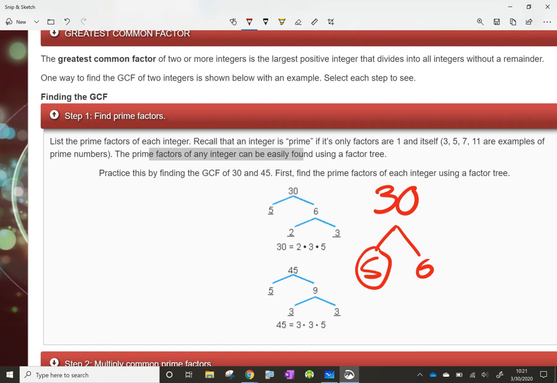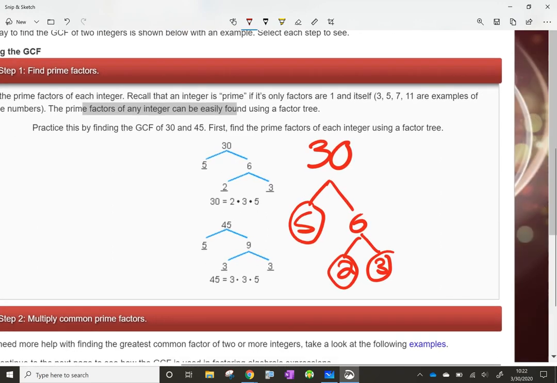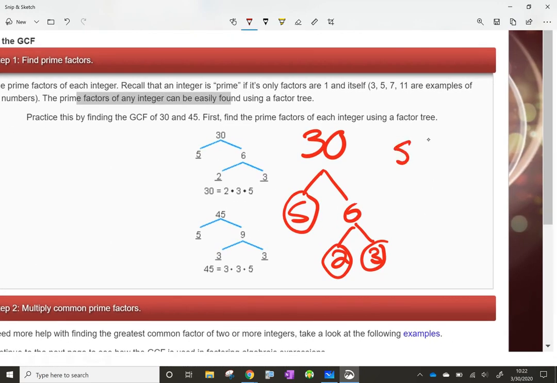So now look at 6, right? With 6, we can find two numbers that multiply to 6 that are not 6 and 1. For example, 2 times 3. 2 times 3 makes 6. Now the question is, can I break up the 2 anymore? And the answer is no. 2 is prime. 2 cannot be factored down any further. And neither can the 3. Those are, again, prime numbers. So 30's prime factors are 5, 2, and 3. And that's, as you can see, what they've listed here. That's how their tree is broken down.